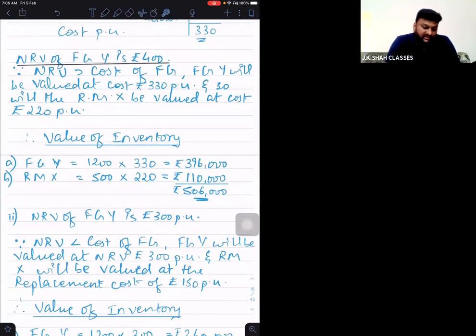Right? So in the first case, I'll say, since NRV is greater than cost, FG will be valued at cost 330, and so will the raw material be valued at cost rupees 220. And then I'll show the valuation of inventory. That is 1200 into 330, 3 lakh 96, 500 into 220, 1 lakh 10. Don't worry, I'll show you the screen. You can copy it. I'm just discussing the solution first, and then you can check the screen, and if your solution is differing, you can make the necessary changes.